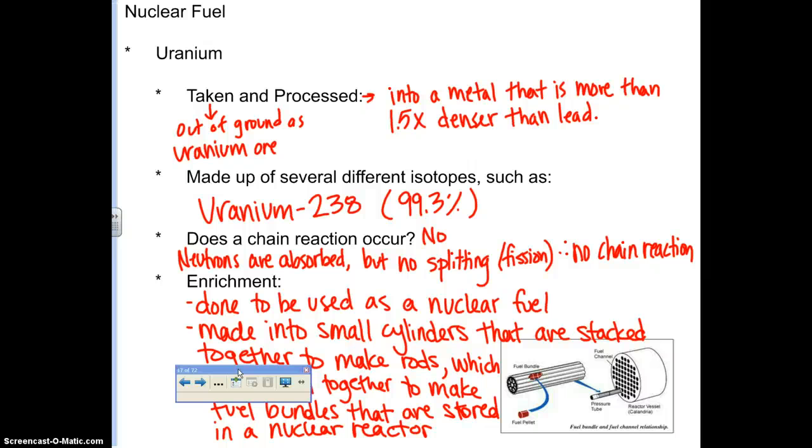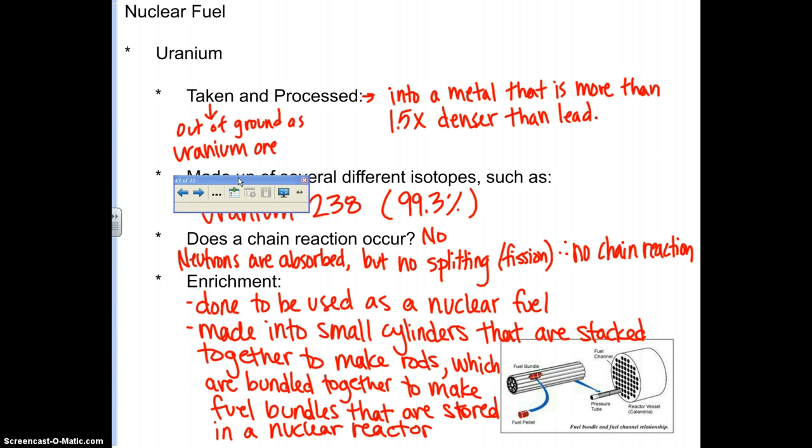So enrichment is done so it can be used as a nuclear fuel. It is made into small cylinders that are stacked together to make the rods. These rods are then bundled together into what is called a fuel bundle.